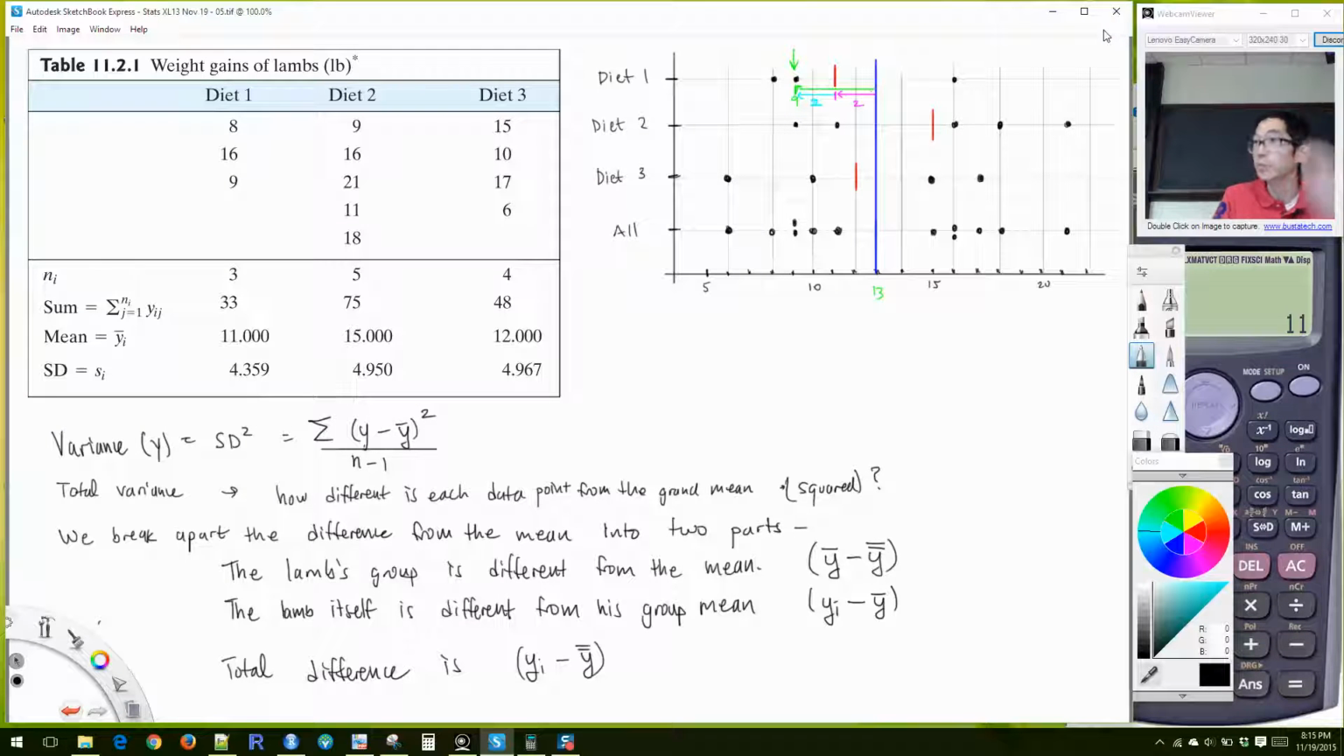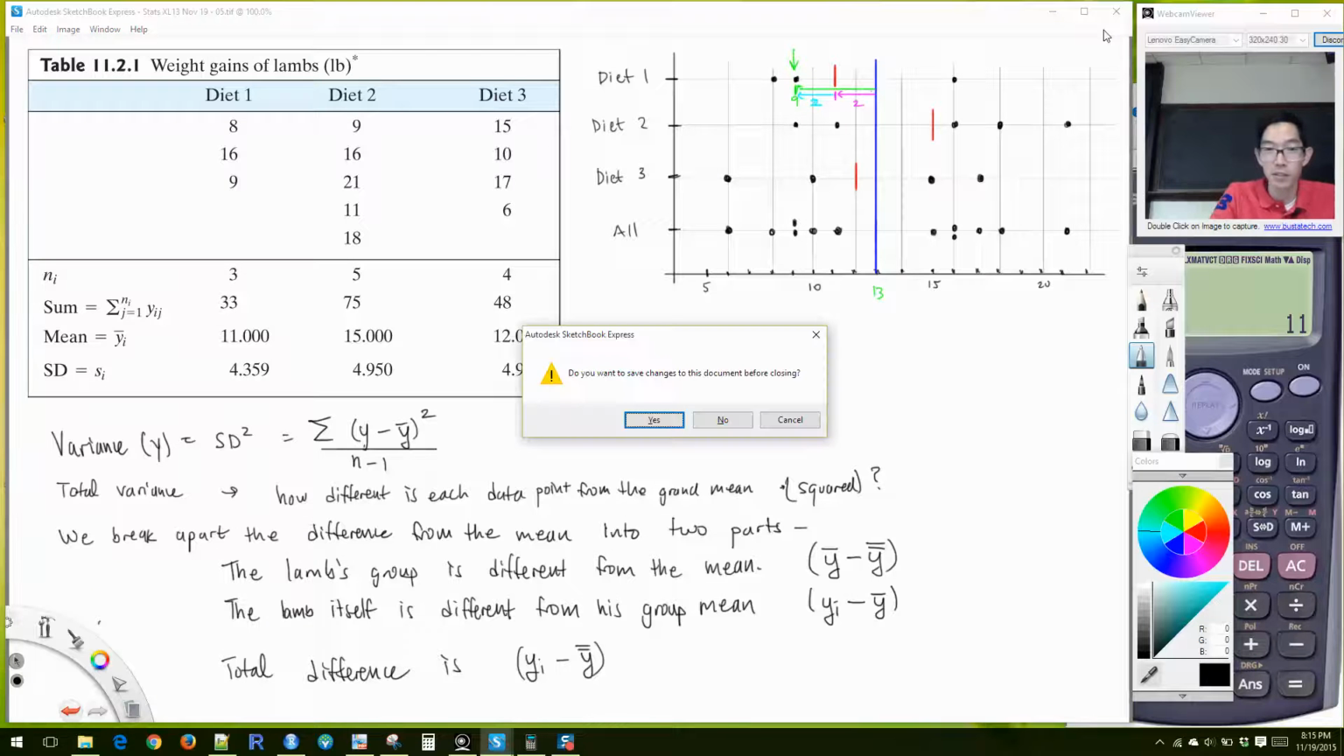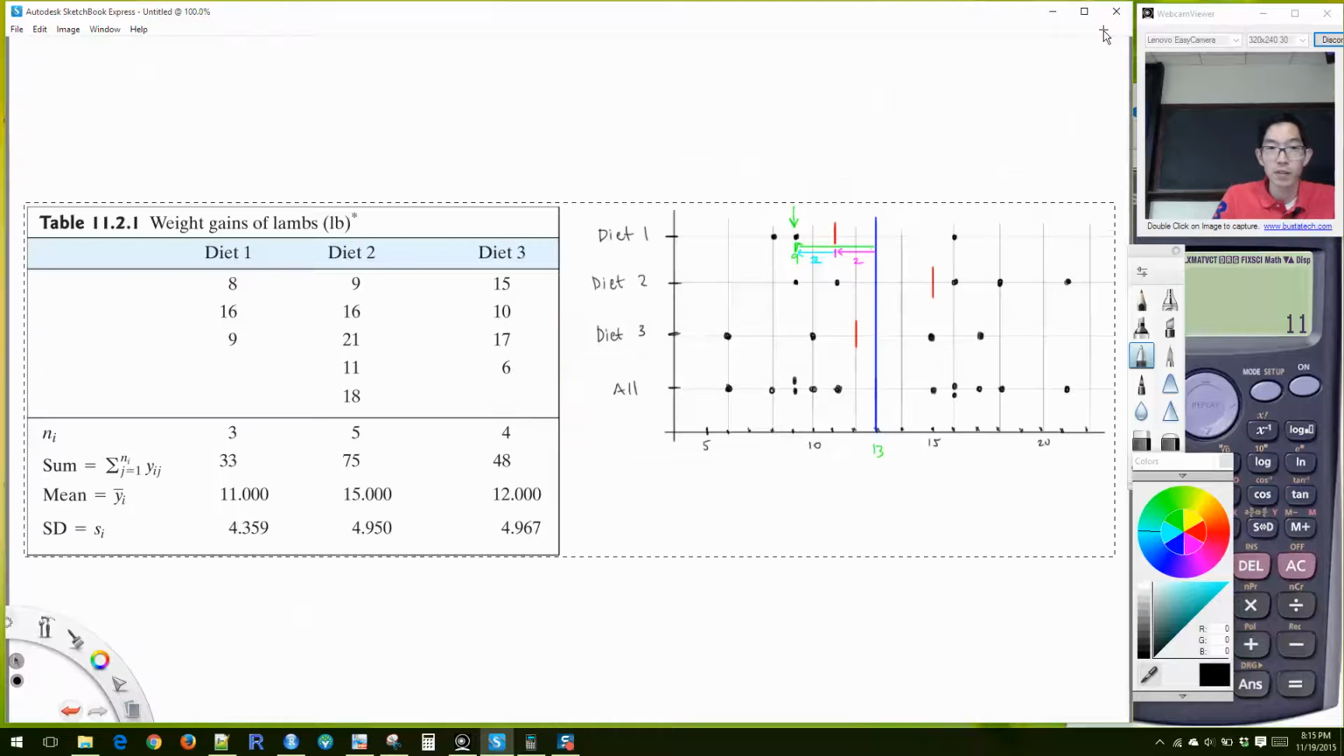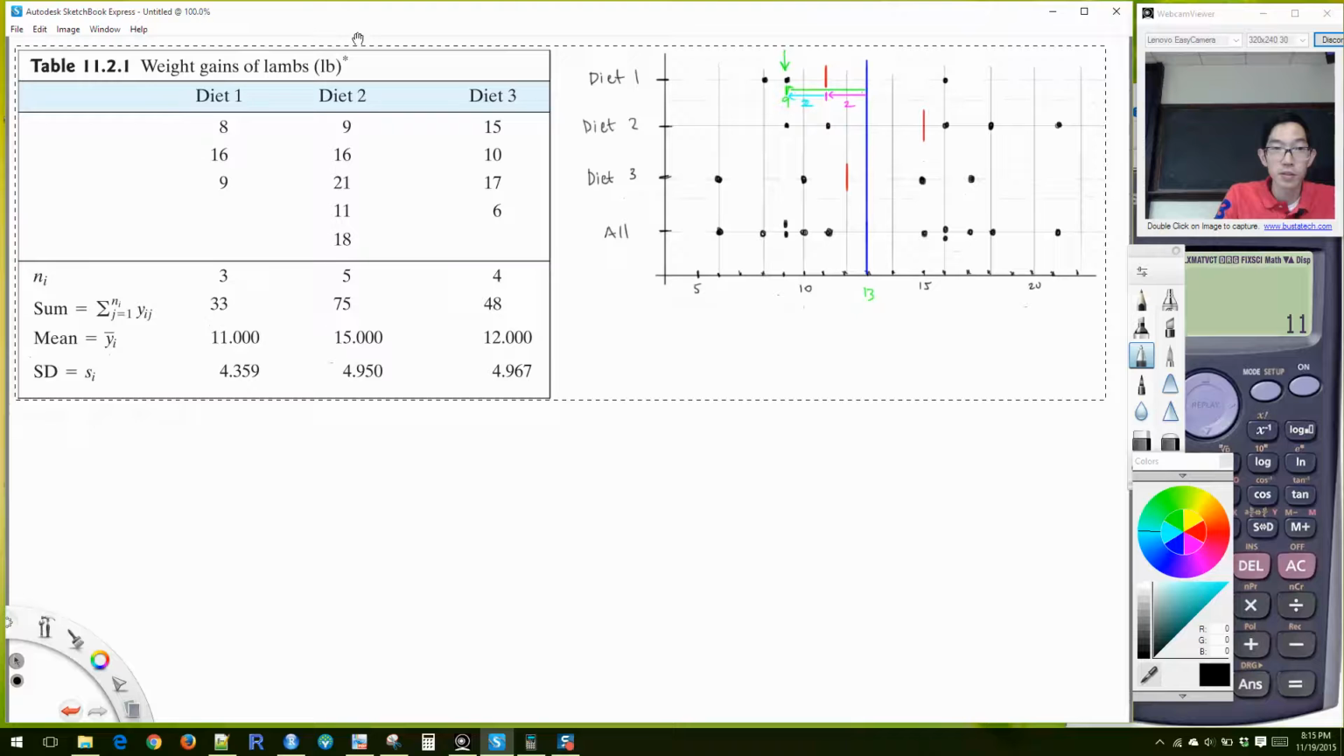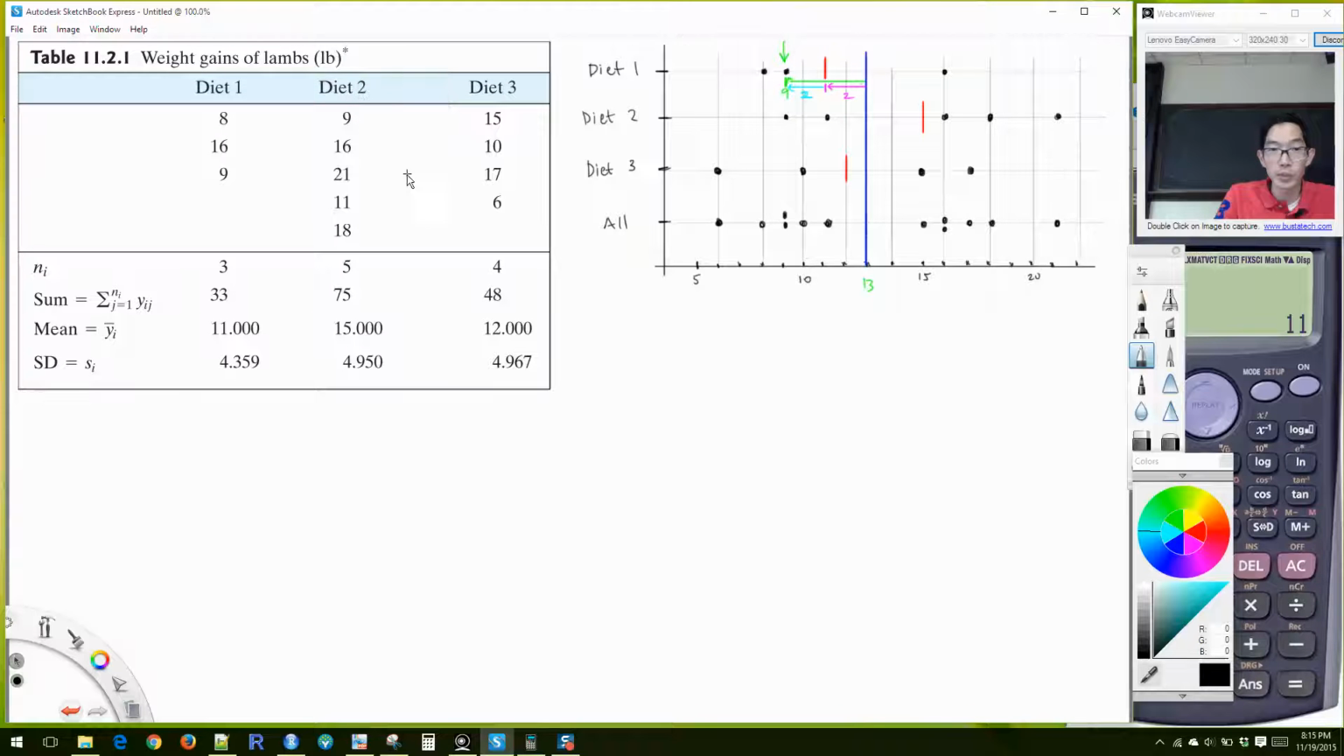Is that okay? All right, and so we'll do this with formulas here. Can I flip to the next slide? Okay. I'm going to break this apart into two parts.